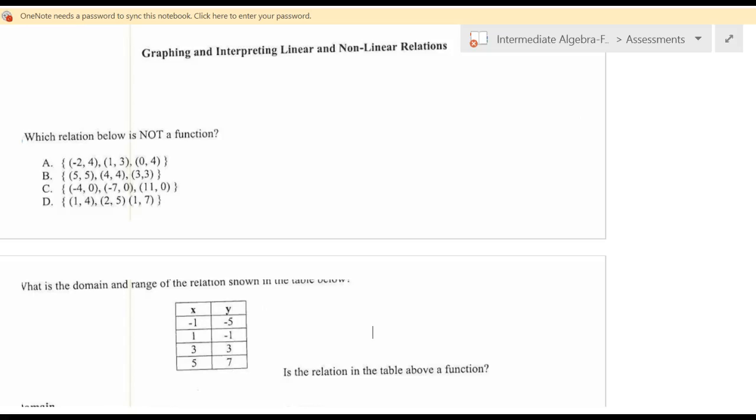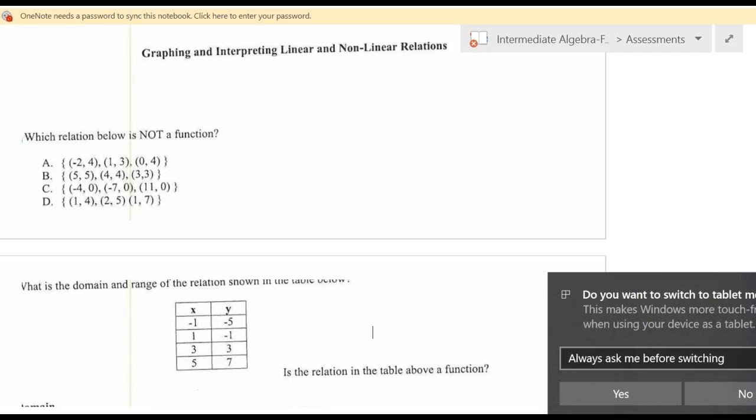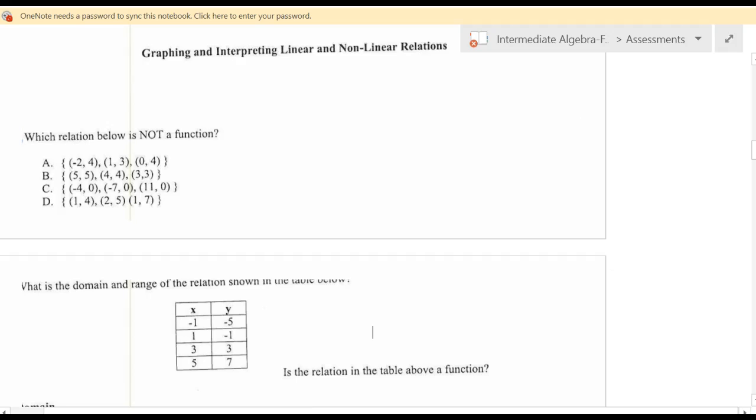Okay, the second remediation model is on graphing and interpreting linear and nonlinear relations. So let's look at the first question. It says, which relation below is not a function? Remember, a function is representative of one x value having only one y value.